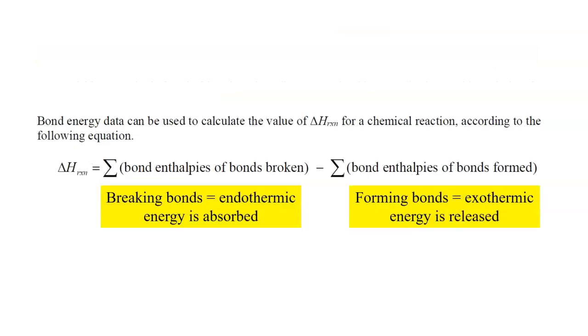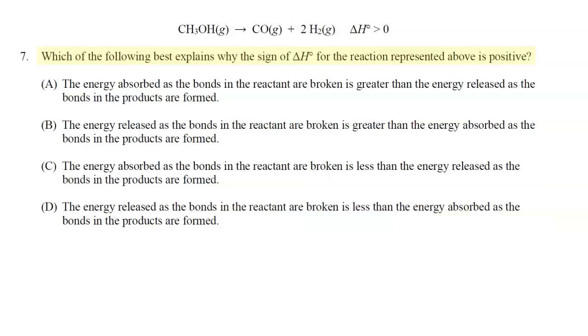Well, that part is correct because breaking bonds is an endothermic process. And now moving on to choice B, it says the energy released as the bonds in the reactant are broken. So that's definitely incorrect. Breaking a bond is an endothermic process. Energy is not released. We can eliminate choice B, and if we look down in choice D, it's that same incorrect statement. It says the energy released as the bonds in the reactant are broken, so that's incorrect. Let's go ahead and eliminate choices B and D.